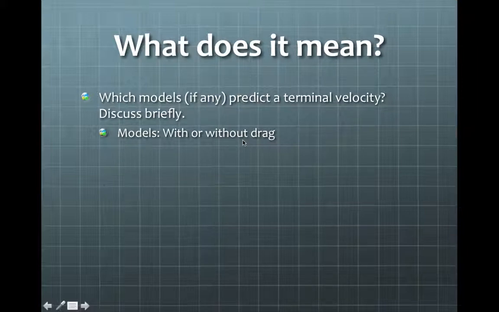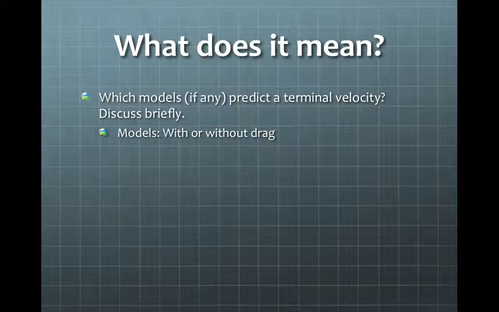Let's consider this what-does-it-mean question. Which model, if any, predicts a terminal velocity? Well, let's know what terminal velocity is first. Terminal velocity is when the force of gravity on an object equals the resistance to its movement through a fluid, which in this case is air.